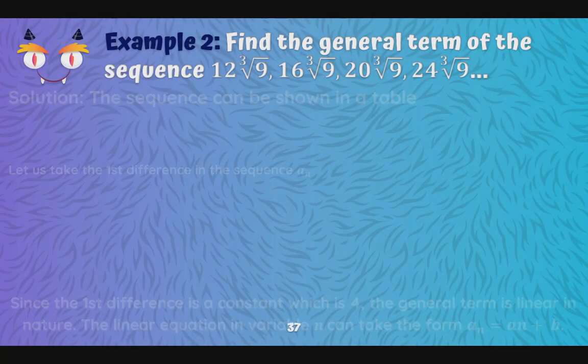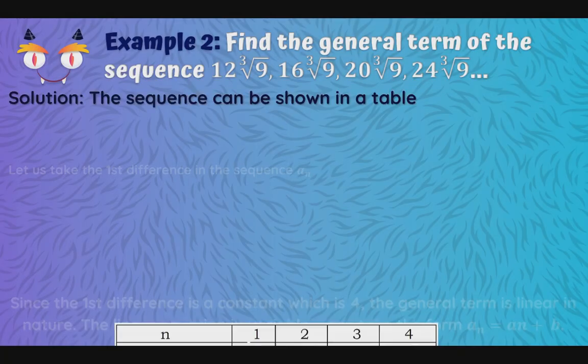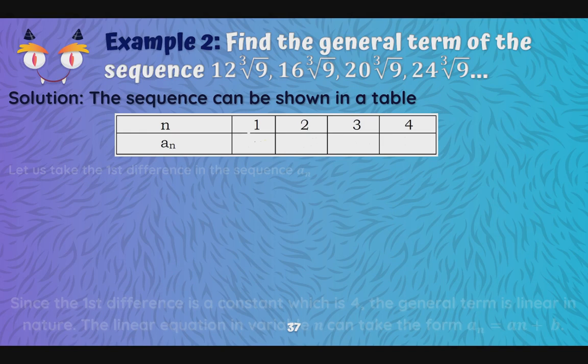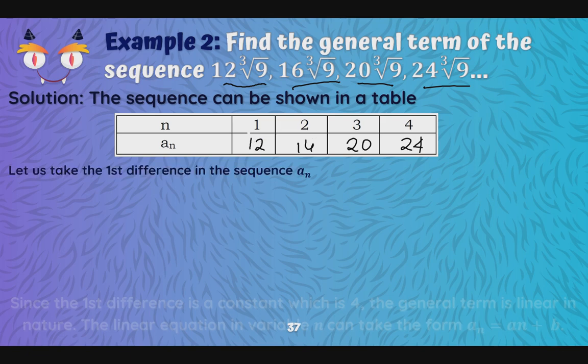Next, how about this one? May radical signs na po tayo dito. So, ang gagawin natin dito sa ating 12 over cube root of 9, 16 cube root of 9, 20 cube root of 9, 24 cube root of 9, dedmahin muna natin yung cube root of 9. Isulat lang natin yung 12, 16, 20, and 24. So, ngayon, tanggalin muna natin sila, pero mamaya, wag natin silang kalimutang isole kapag may value na tayo ng a and b. So, kunin lang natin yung difference ng ating 12, 16, 20, and 24.